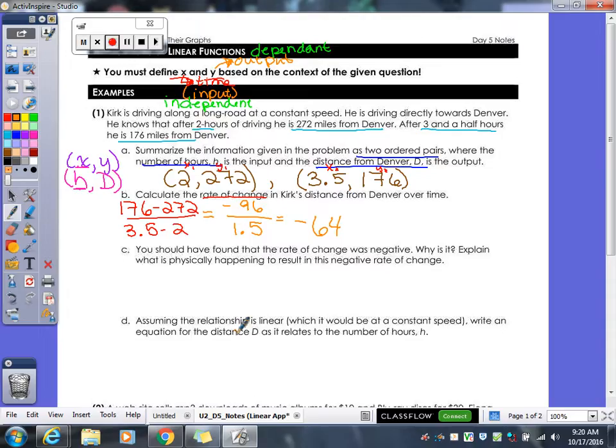So let's put that in context of the problem, because that seemed to be a little bit of a weakness on the test for you. It's negative 64 what? Now keep in mind, this is our y's over our x's. What did our y's represent? Miles. And then, yep, our time was hours. So this is negative 64 miles per hour.